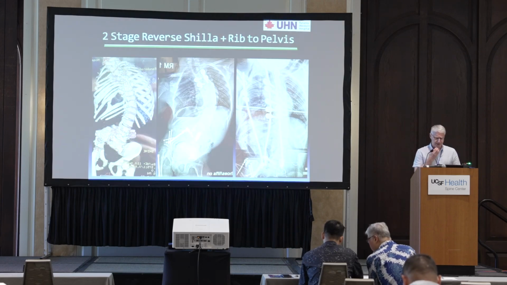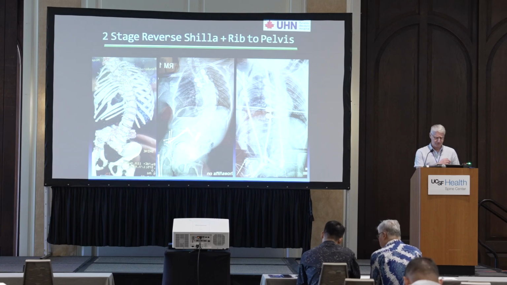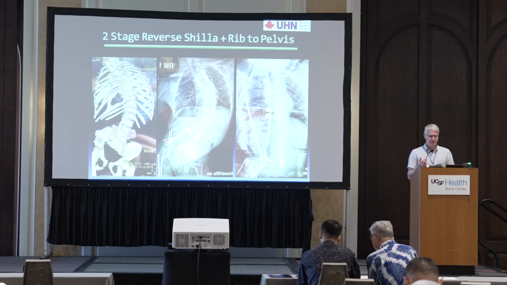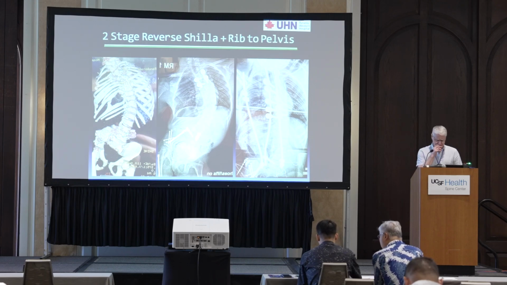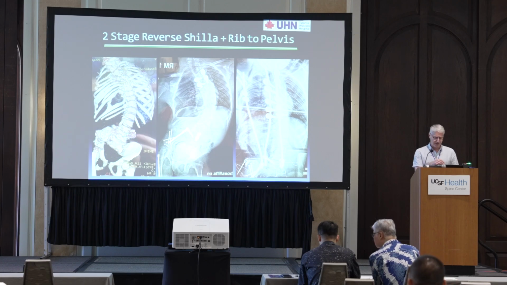And so we treat them, I usually do a 2-stage. So I do my anchor surgery first. We do that, let it sit for 4-6 months, let it fuse, and then go back. And then in this case, I do a reverse Shilla where we don't fuse the apex. We osteotomize the apex, and then I use a growing rod system, and then we added on, in this case, a rib to pelvis distraction to correct her deformity.